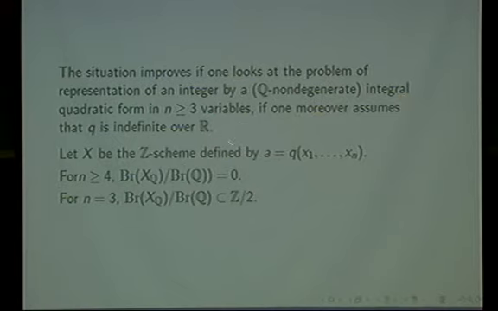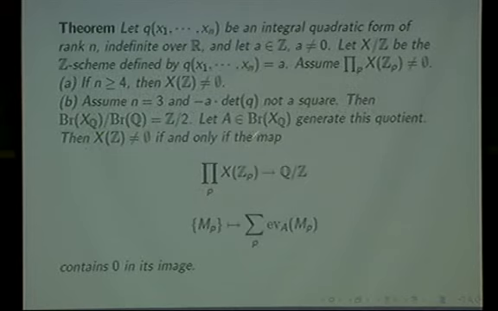Okay. In that case, if you look at A equals Q of x_1 to x_n, if n is at least 4, the quotient here is 0, and if n is 3, the quotient is at most Z mod 2. So the computations are finite for the Brauer-Manin obstruction. And the theorem is this: if you take an integral quadratic form of rank n, indefinite over the reals, and you take an integer, if n is at least 4, then there's a local-global principle. In fact, that theorem, as I say on the next slide, goes back to Eichler and Harder. And for n equals 3, with this technical condition, the Brauer group here is Z mod 2.